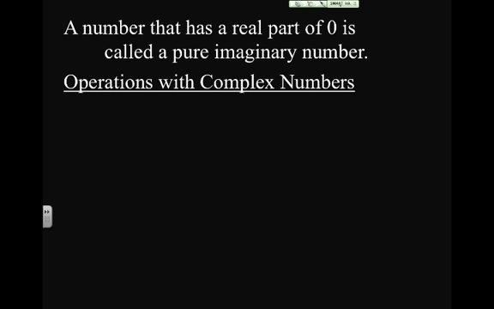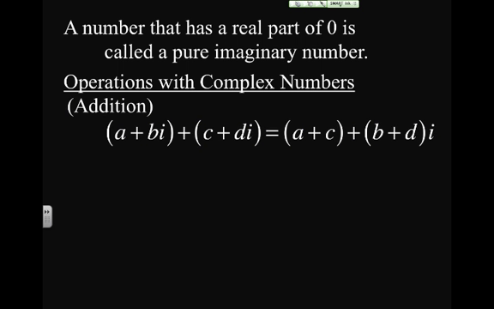So operations with complex numbers, the nice thing is these work very easily. We basically can treat the i like it's a variable, and that's how we'll do our adding and subtracting. So if we have a plus bi, and then we're adding a different complex number, c plus di, notice we add the real parts together, a and c, and then we add the complex parts together, the b and the d, and then the i just stays there, just like if we were adding two numbers that had an x on them.